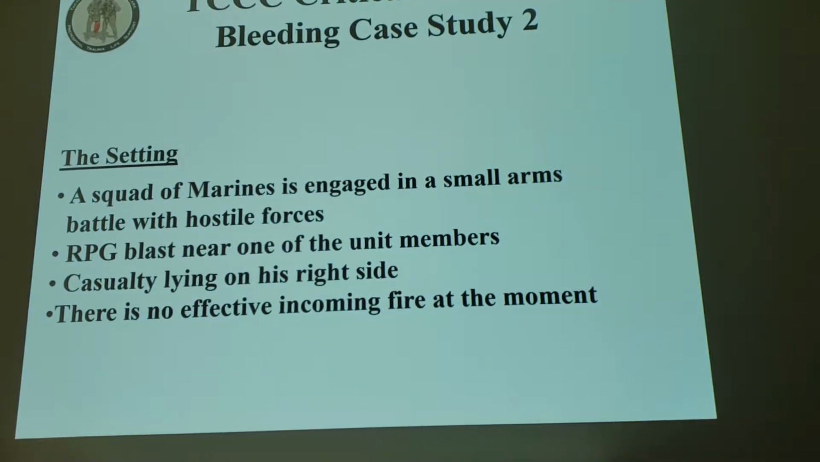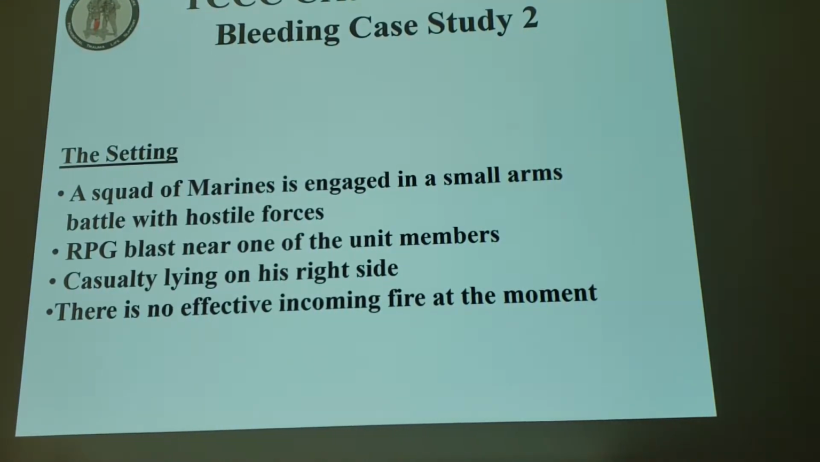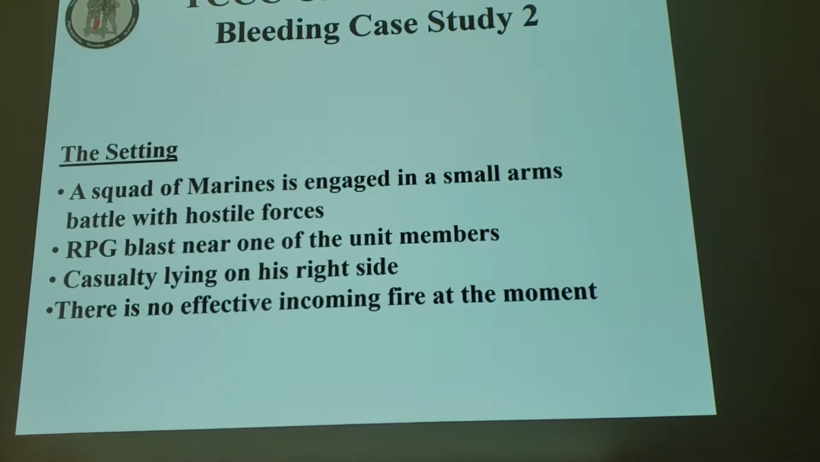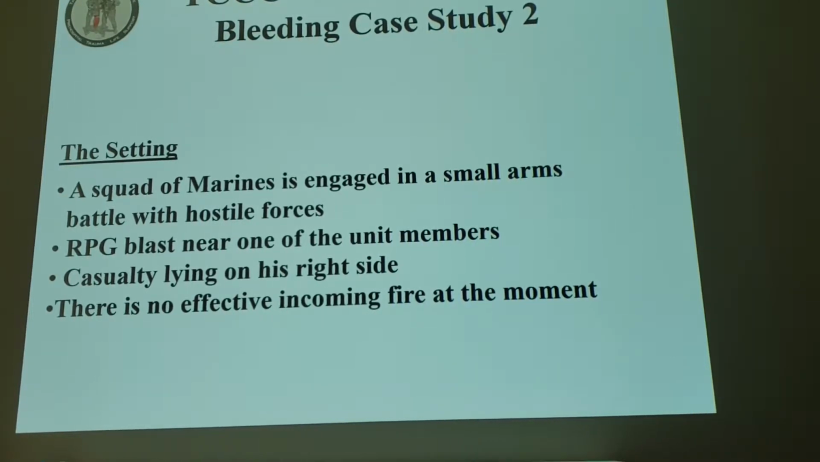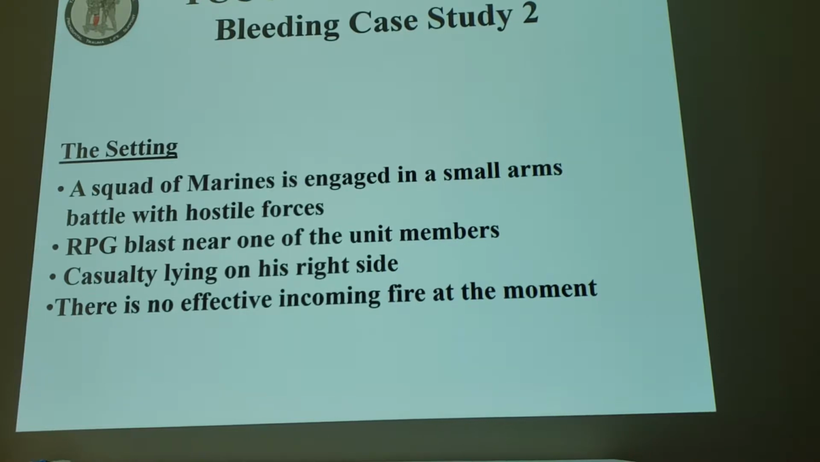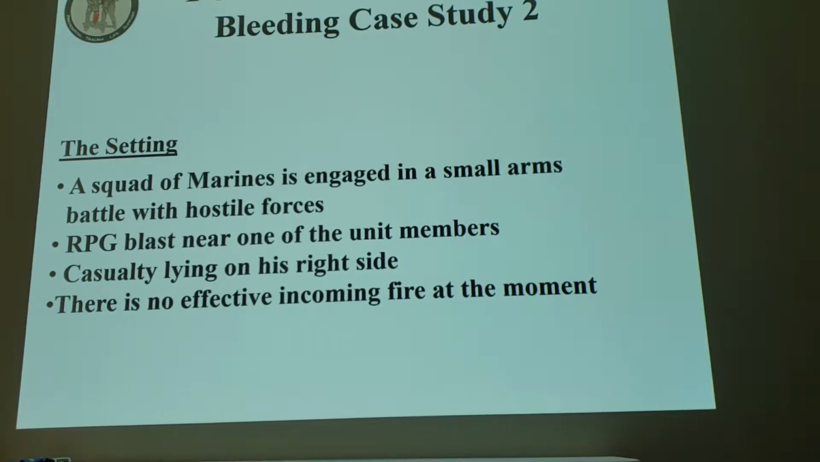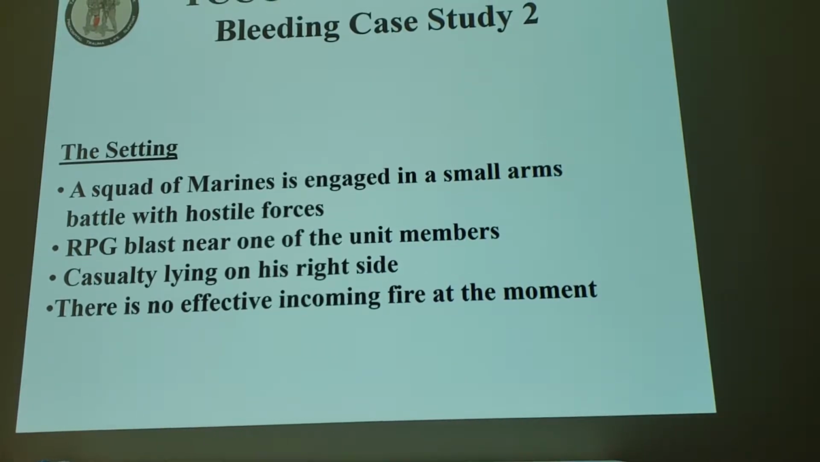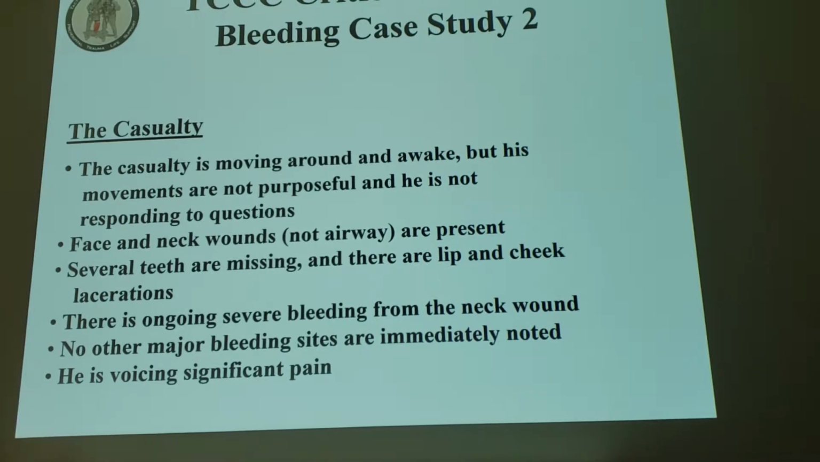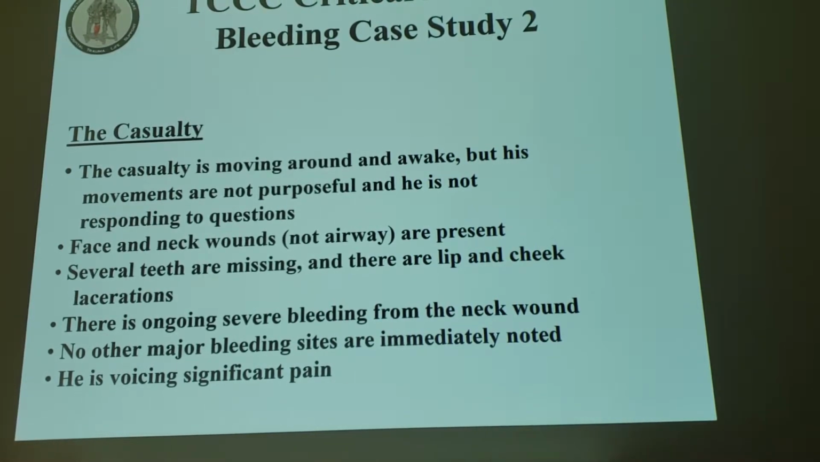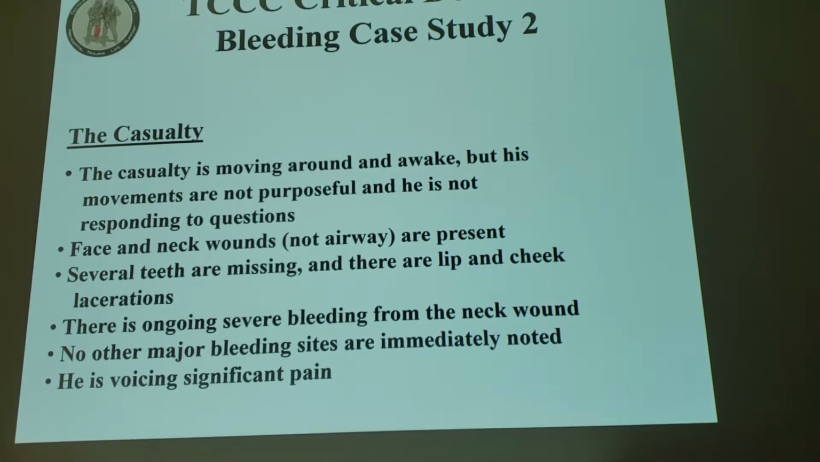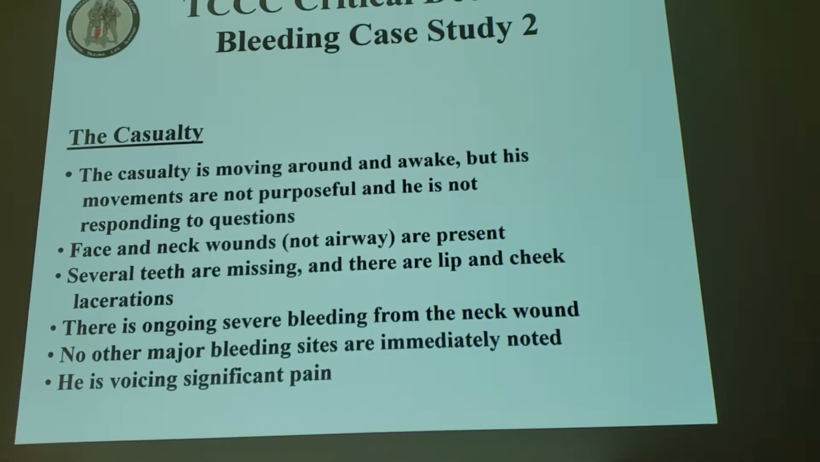A squad of Marines is engaged in a small arms battle with hostile forces. An RPG, which is a rocket-propelled grenade, blasts near one of the unit members. Casualty lying on his right side. There's no effective incoming fire at the moment, so it's just one isolated RPG blast, which is not uncommon. They like to do that. The casualty is moving around and awake, but his movements are not purposeful and he is not responding to questions.